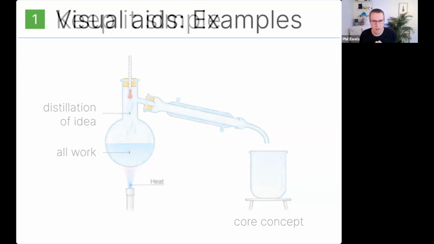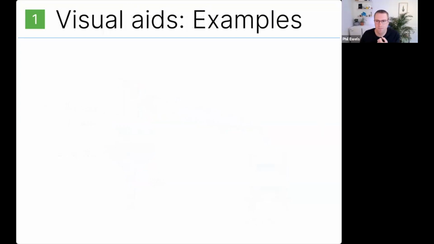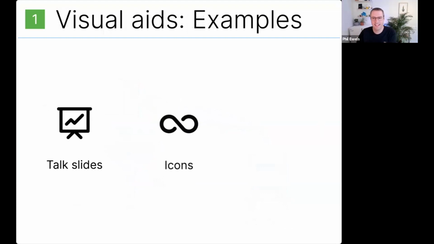A couple of quick examples. Of course, I can start off by being very meta. These talk slides you're looking at right now are a visual aid. This slide deck is helping me to teach you guys about visual aids. Told you it was meta.